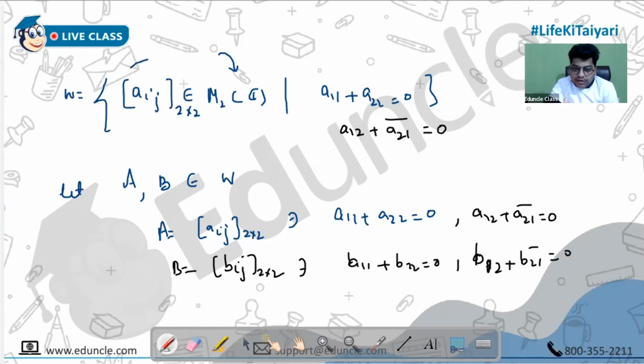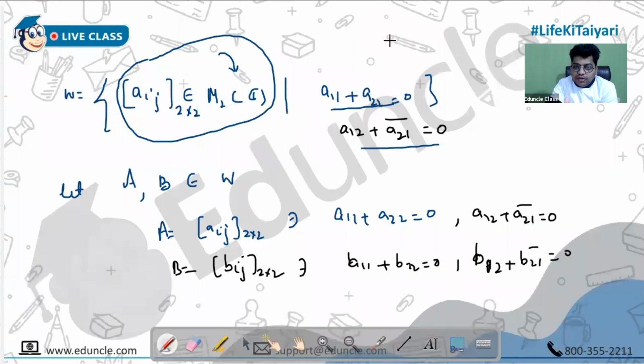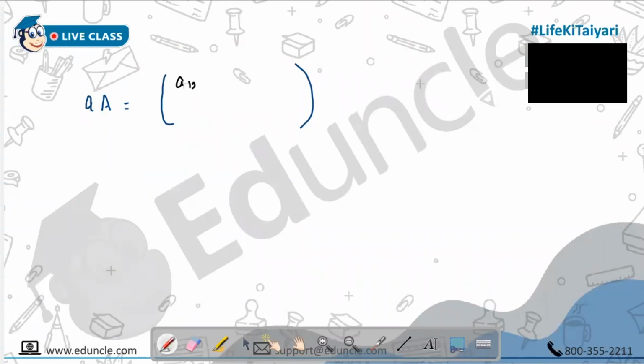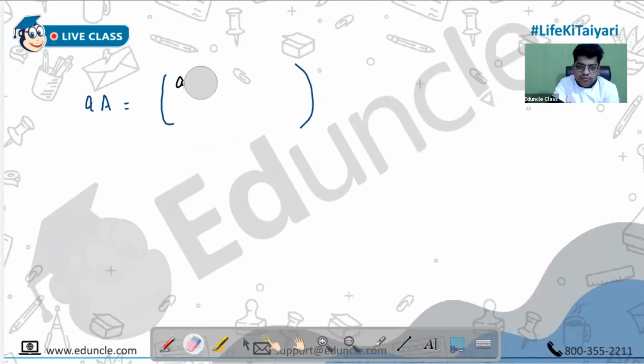So this W is a set of all elements from M2C such that this condition is satisfied. And you know that the addition condition is satisfied. Okay, we will check. Wait, is this satisfied or not? Maybe this is not satisfied. First of all, the second property I have to check. This is A12. So A11 maybe not satisfy. So we will say this is not okay.